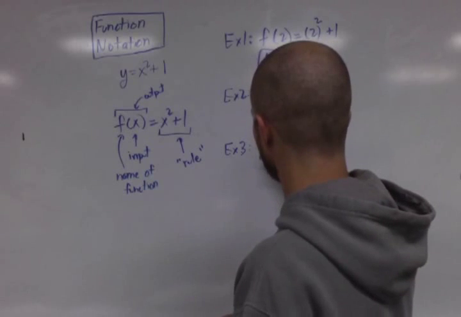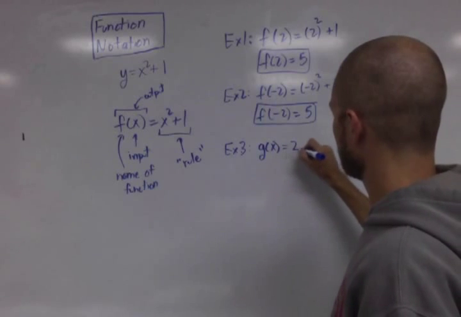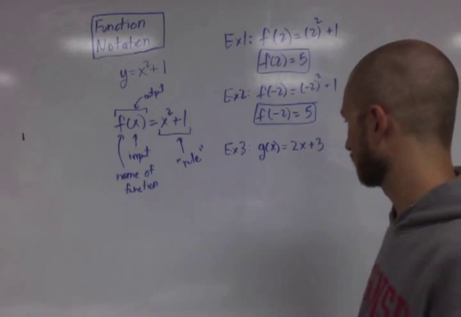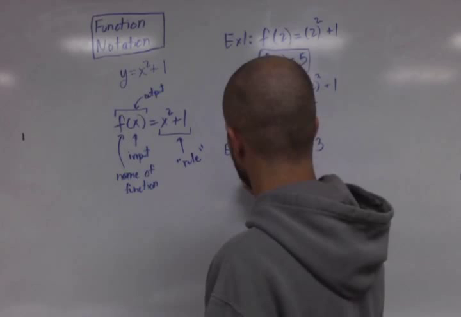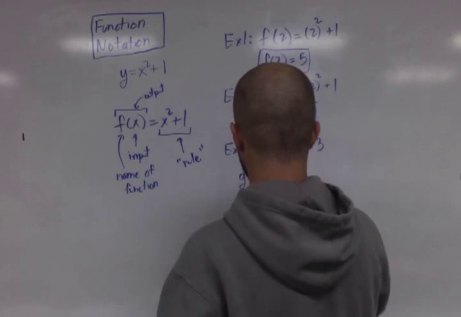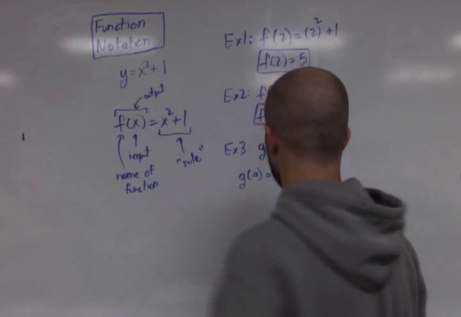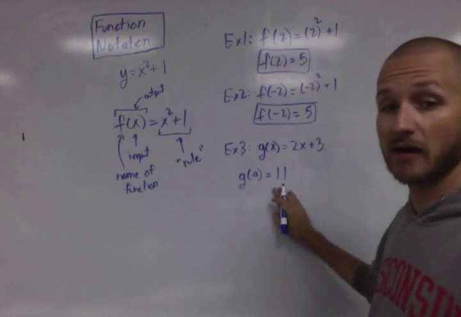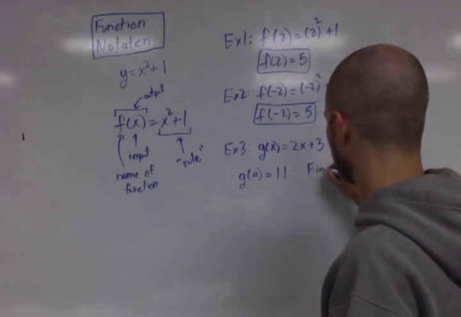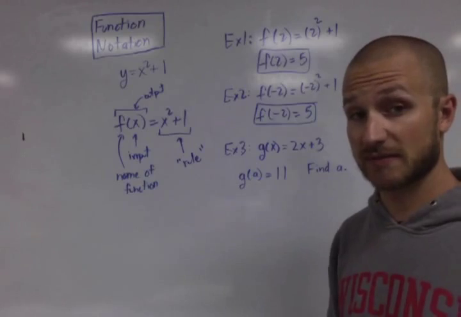So let's say we have a new function. We're going to call this one g of x. All right? Just name this one a little bit differently, g of x. And we're going to say this is equal to, let's say 2x plus 3. All right? Perfectly good function. And maybe in this statement, g of a is equal to 11, and I want to find a. To find the value of a that gives me an output of 11, if g is my function.